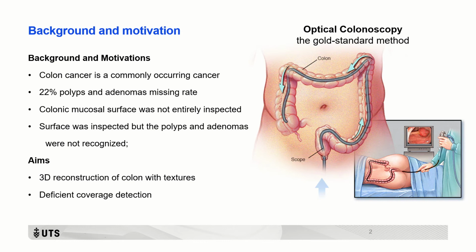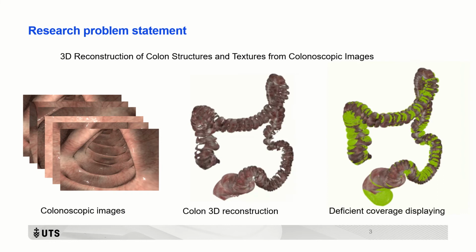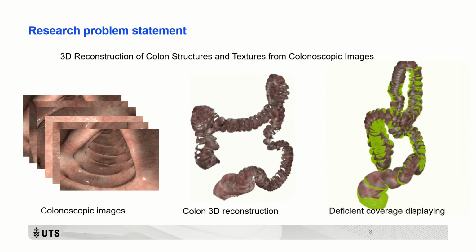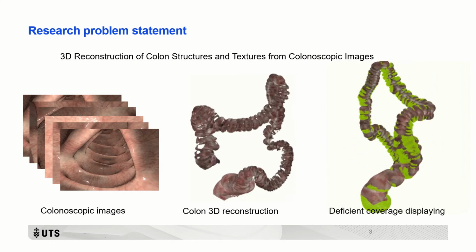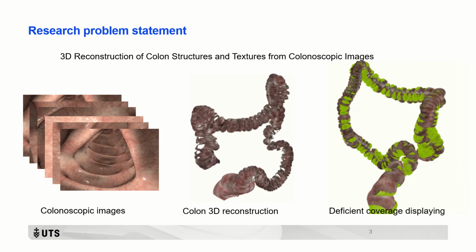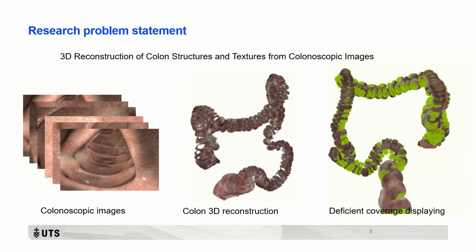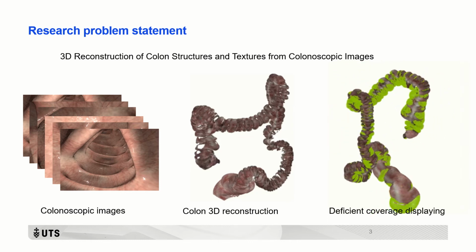If a 3D colon map can be reconstructed during the colonoscopy, then two main benefits can be achieved. First, the missing areas can help the doctor to navigate the camera to recover more surface. Second, the textures on the colon map can help the doctor to inspect abnormalities offline. So our research problem is how to reconstruct a 3D colon map using monocular colonoscopy images and show the missing areas on the reconstructed colon map.